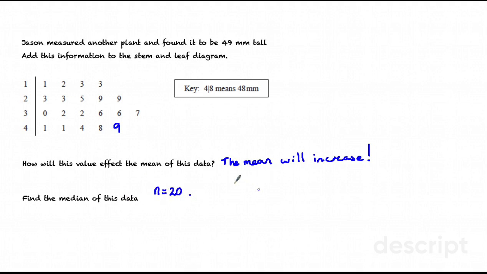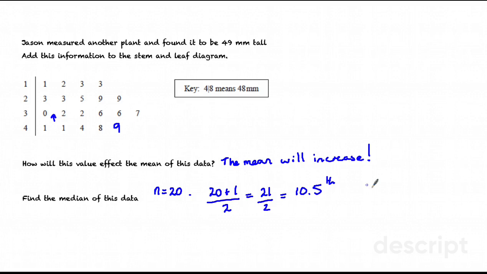Remember, I said I would calculate the median by doing n plus 1 and dividing by 2. So that's going to give me 21 divided by 2, which is 10.5. Now I can't find the 10.5th number, but it's telling me that it's between the 10th and the 11th number. It's going to be somewhere here.